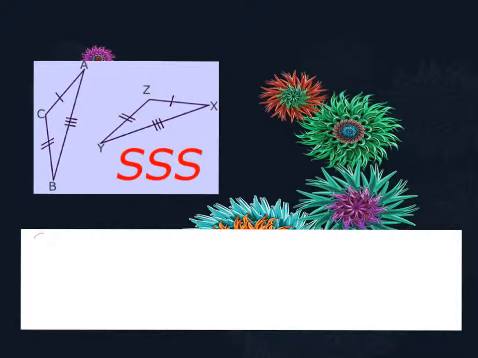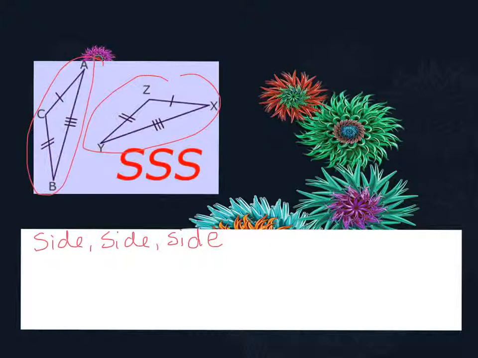So you want to go ahead and write that down, that this is side, side, side. That means that we're going to use the fact that these 2 triangles, this one here and this one here, are congruent to each other because all 3 sides are congruent. And so let's go ahead and write out what we have. We can see that CA is congruent to ZX, so we would write CA is congruent to ZX. Side CB is congruent to ZY.